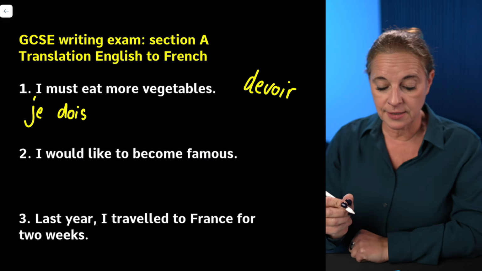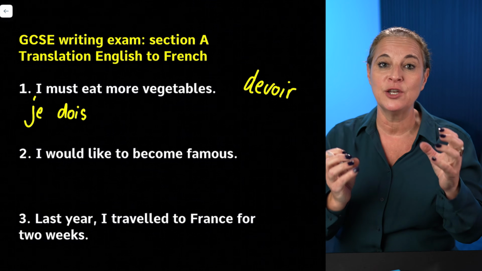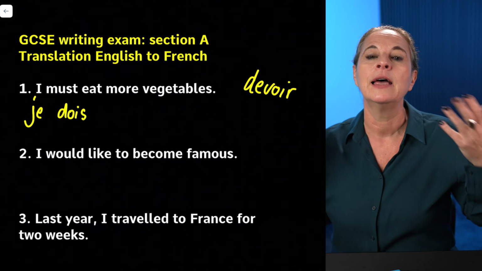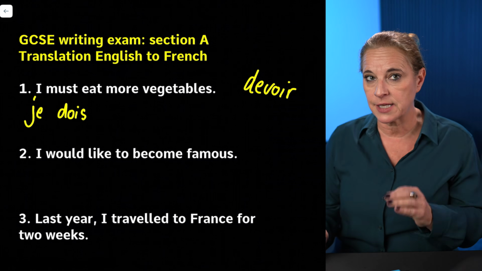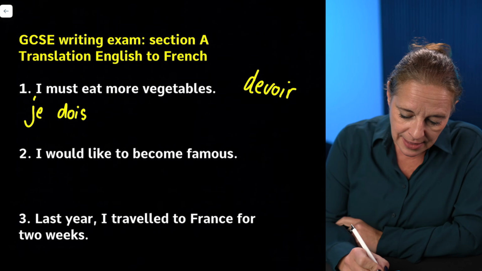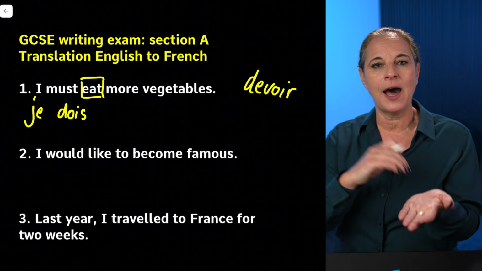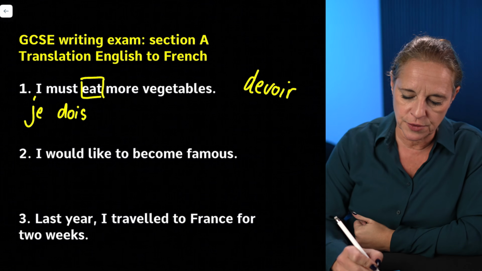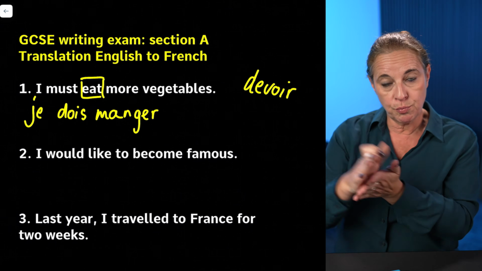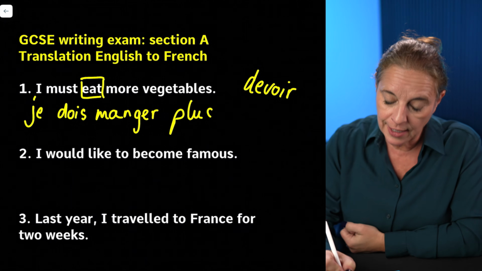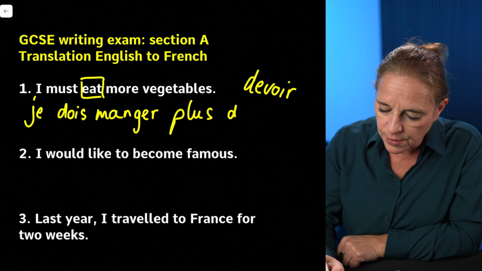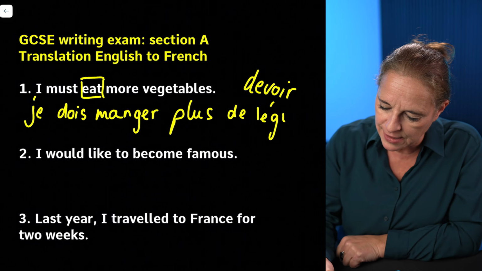Now, I'm not going to hide from you that you must absolutely know your subject pronouns. So je, tu, il, elle, nous, vous, ils, elles, etc., in order to translate as accurately as possible. So je dois, eat is here in its infinitive. So I must to eat. In effect, this is what we want to say. So je dois manger. More is plus, okay? Plus, and plus is no more. So, je dois manger plus de légumes. I must eat more vegetables.